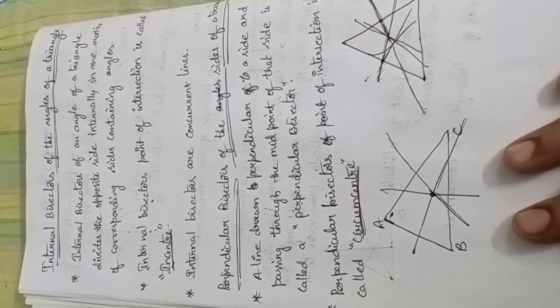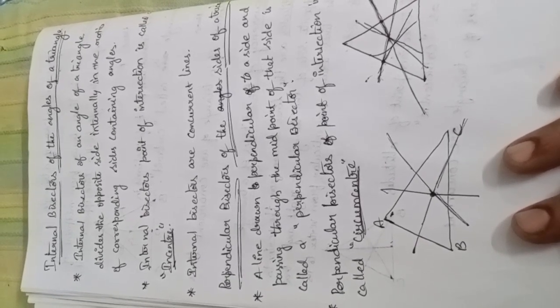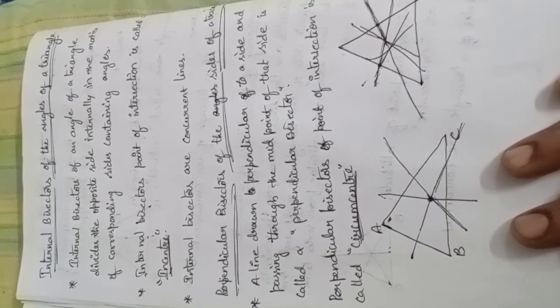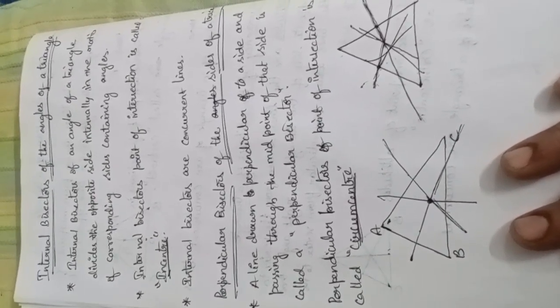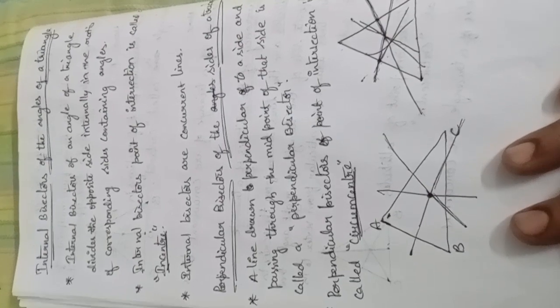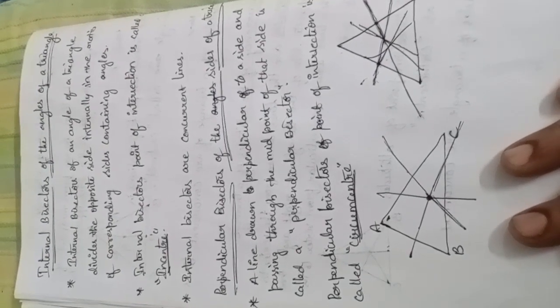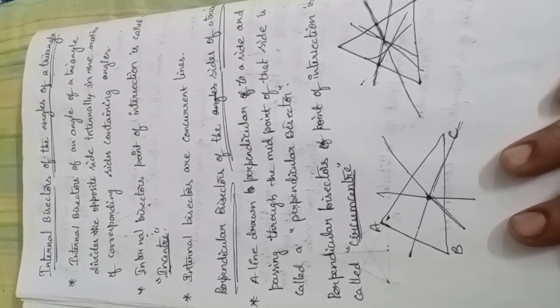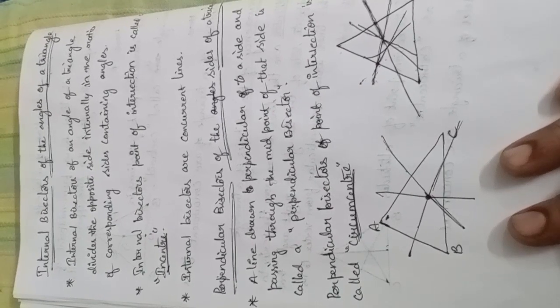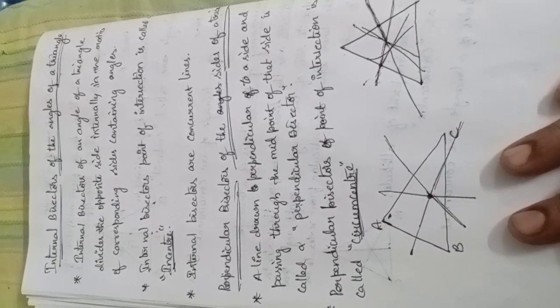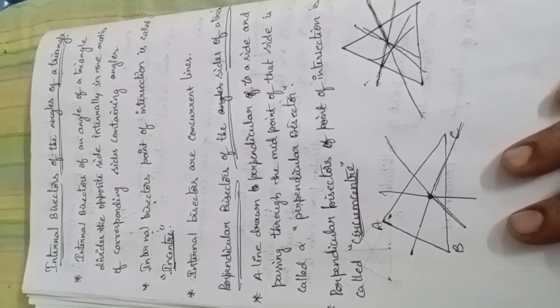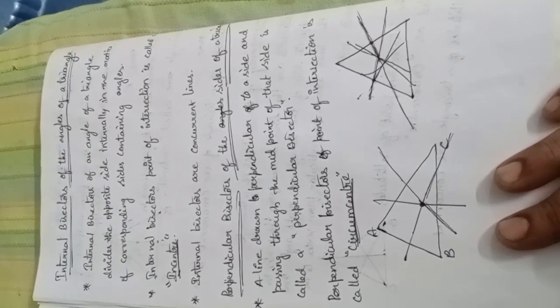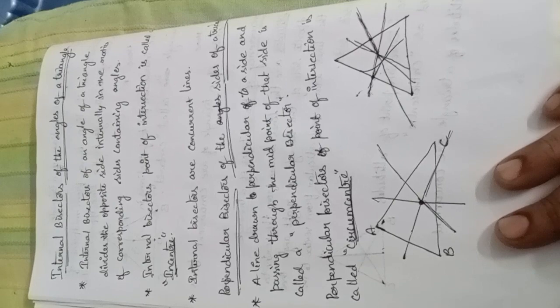Here, how many perpendicular bisectors will you get? As a triangle has three sides, for each side we can draw one perpendicular bisector. So we get three perpendicular bisectors for a triangle, and they intersect at a common point called the circumcenter. By this we can say perpendicular bisectors are also concurrent lines.